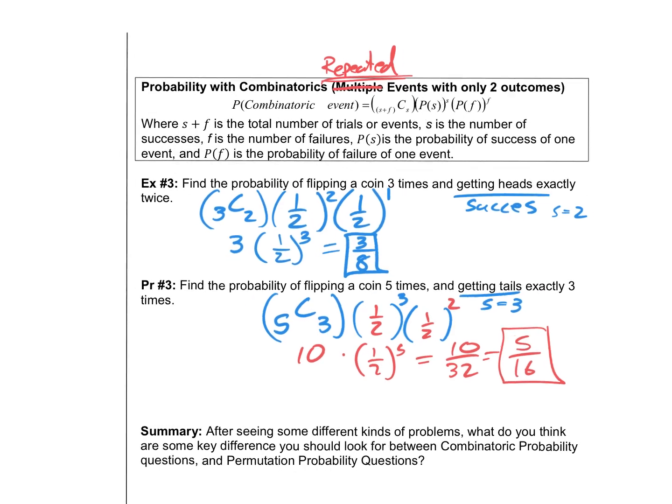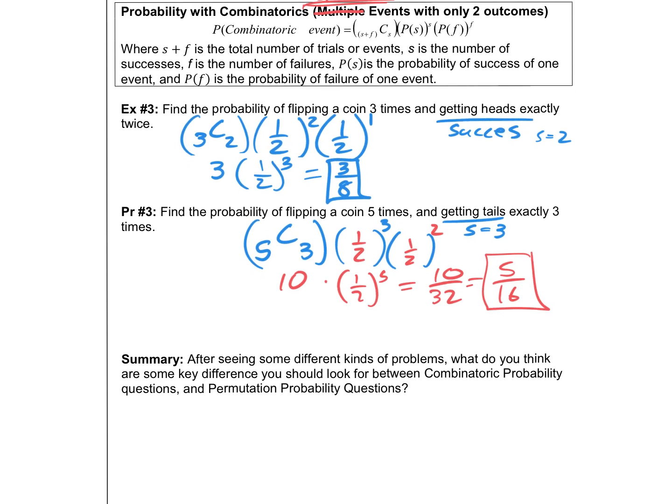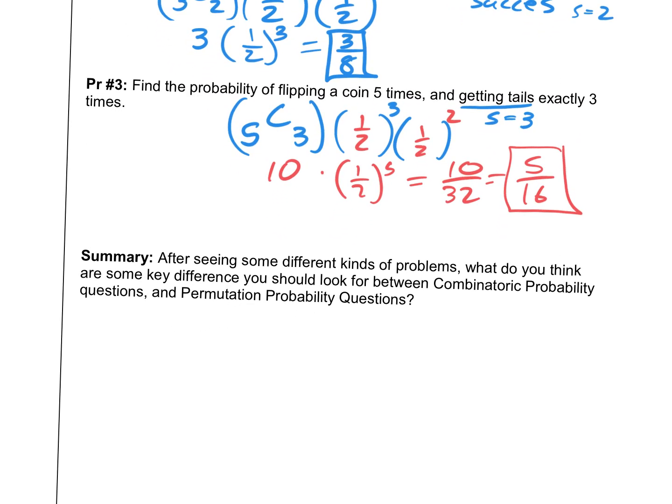All right, we'll play with some more problems like this in class, but I thought you should see some good examples of those. And here, after seeing some different kinds of problems, what do you think are some key differences you should look for between combinatoric probability questions and permutation probability questions? So this was one way of doing combinatorics. This is, remember, repeated events. And then we gave some examples of combinatorics and permutations on the last page. So think about what the difference of those two are.